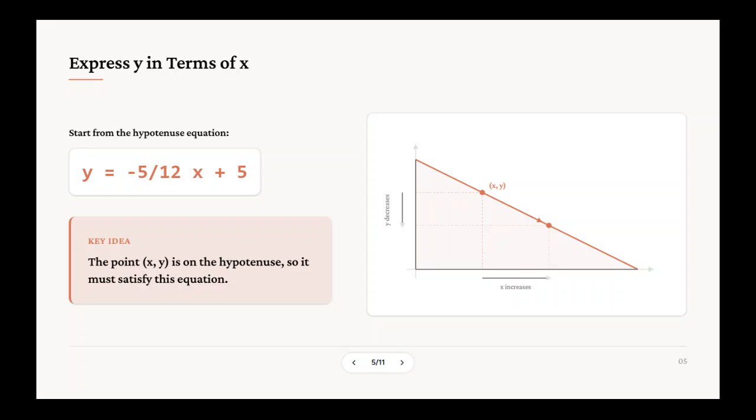Putting that together, we have our constraint equation, y equals negative 5 over 12 x plus 5. This equation is the heart of our problem because it tells us exactly how tall our rectangle can be for any given width x. If you look at section 2 of your worksheet, go ahead and calculate that slope yourself to make sure you see where that negative 5 over 12 comes from.